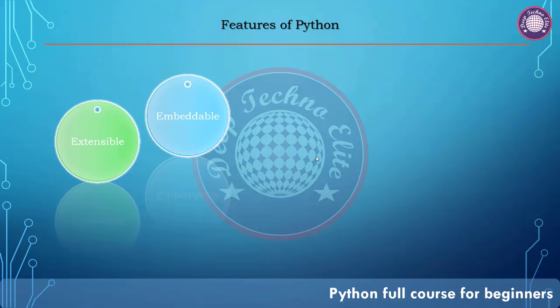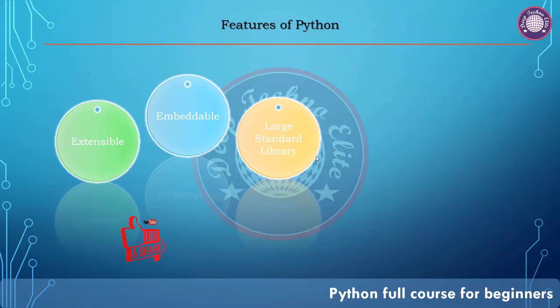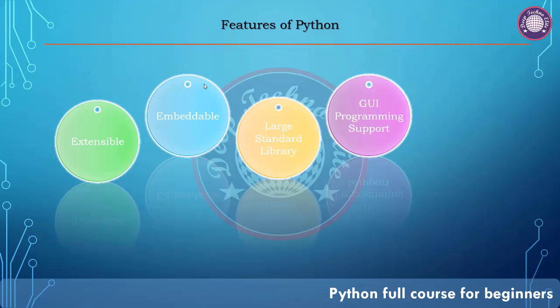Now let's have a look at the next feature. Python provides you with a large standard library that you can use, so you don't have to write your own code for every single thing. Next awesome feature is GUI programming support, that is graphical user interface. A software is not user friendly until its GUI is made. Python offers various libraries for making graphical user interface for your applications. You can use Tkinter, WXPython, or Jython.